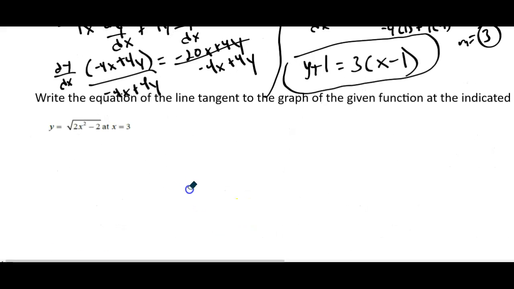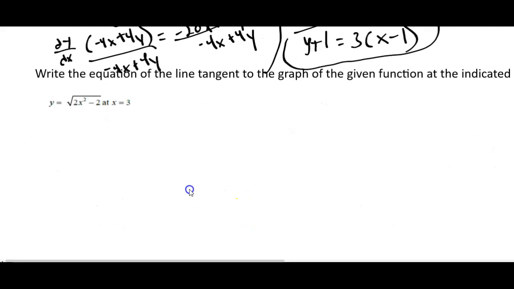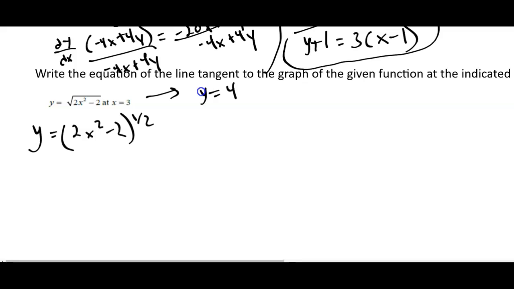And now we have one more equation. Alright, so for this one, I'm going to rewrite it. And before I even do that, I need to find y. So to find y, I'm going to plug in 3. So 3 squared is 9 times 2 is 18. 18 minus 2 is 16. So the square root of 16 equals 4. So y equals 4.